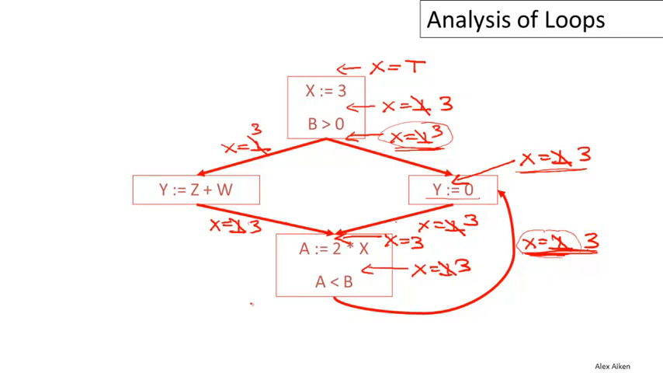And this is the final analysis. We're able to conclude that at all of these points here, like say every point except the entry point, x is in fact the constant 3.